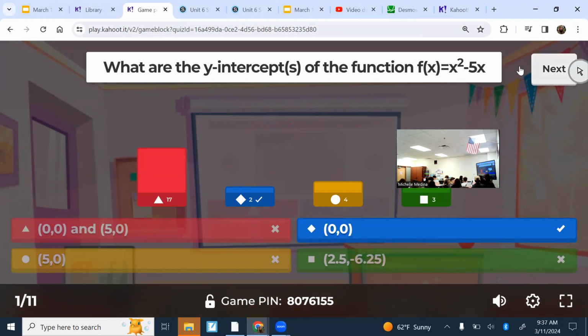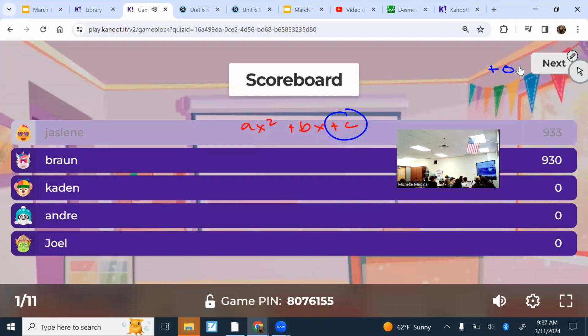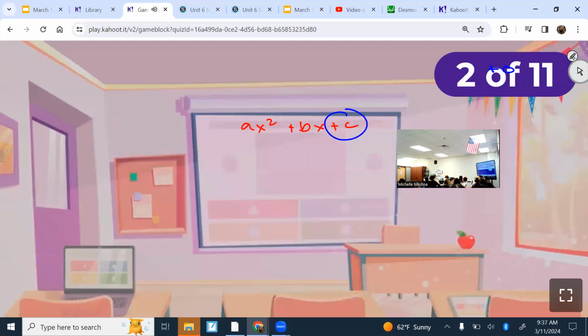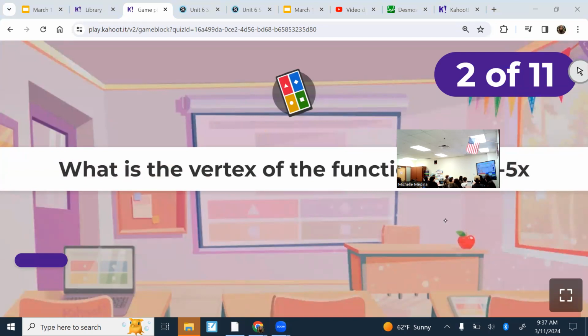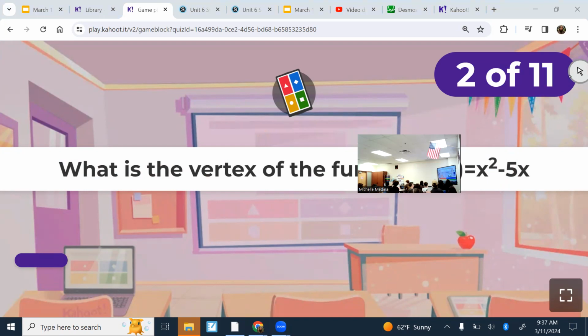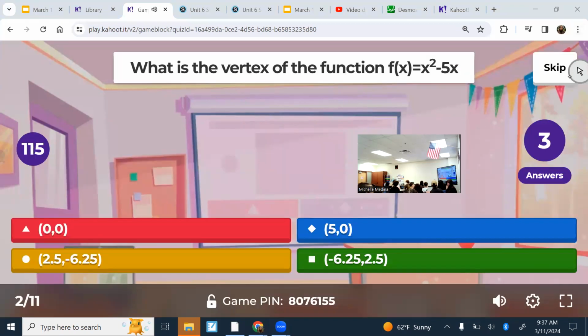All right. Remember on your constructed response, it's not multiple choice, so you write in the answer. What is the vertex of that function, x squared minus 5x? Vertex and y-intercept are different.